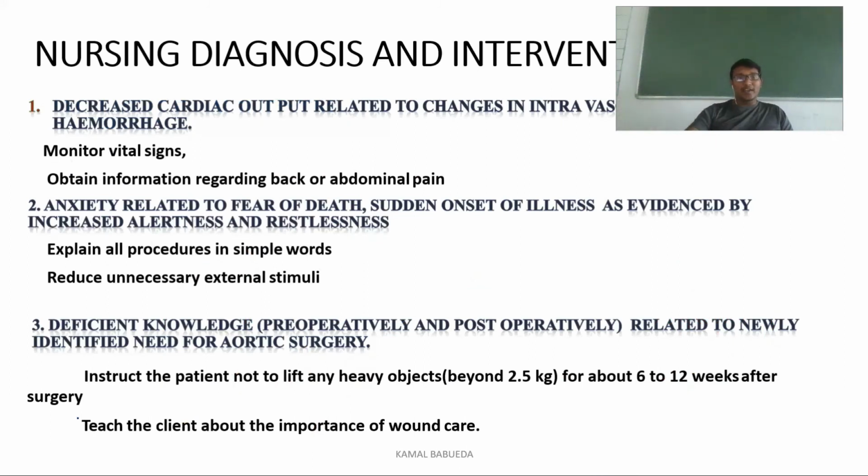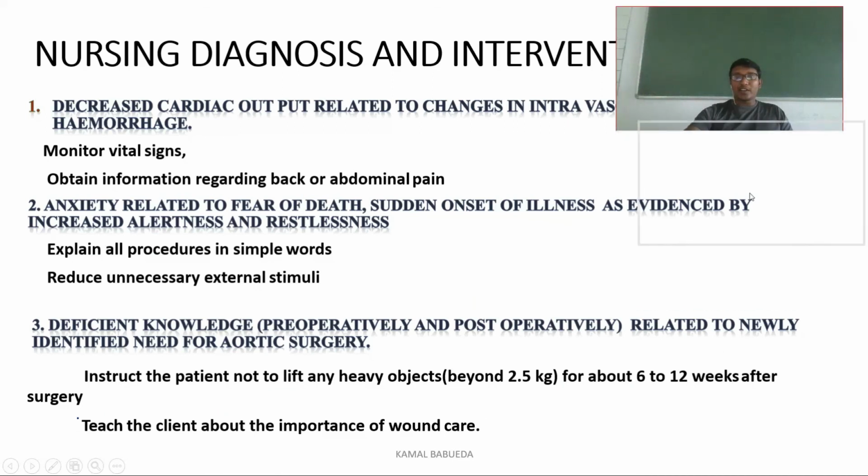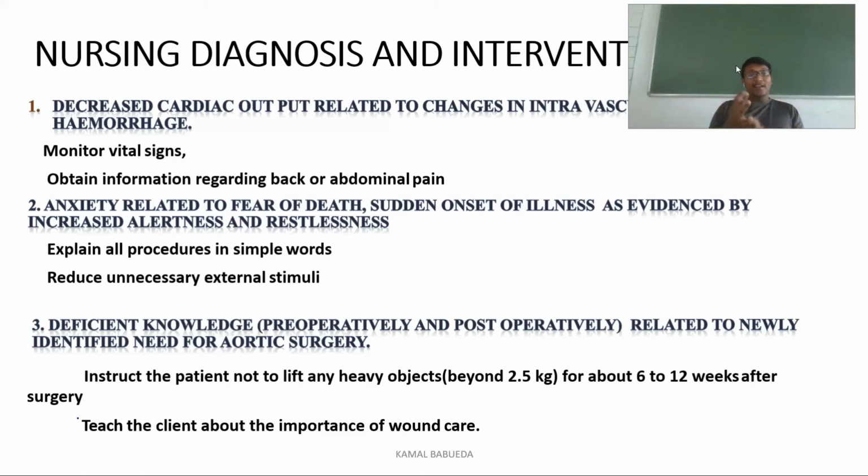Coming to the nursing management, the types of nursing diagnosis that you can write in this disease are mainly decreased cardiac output related to changes in intravascular volume or hemorrhage, as evidenced by monitoring vital signs, and information obtained regarding back or abdominal pain. So this is the diagnosis that you can write.